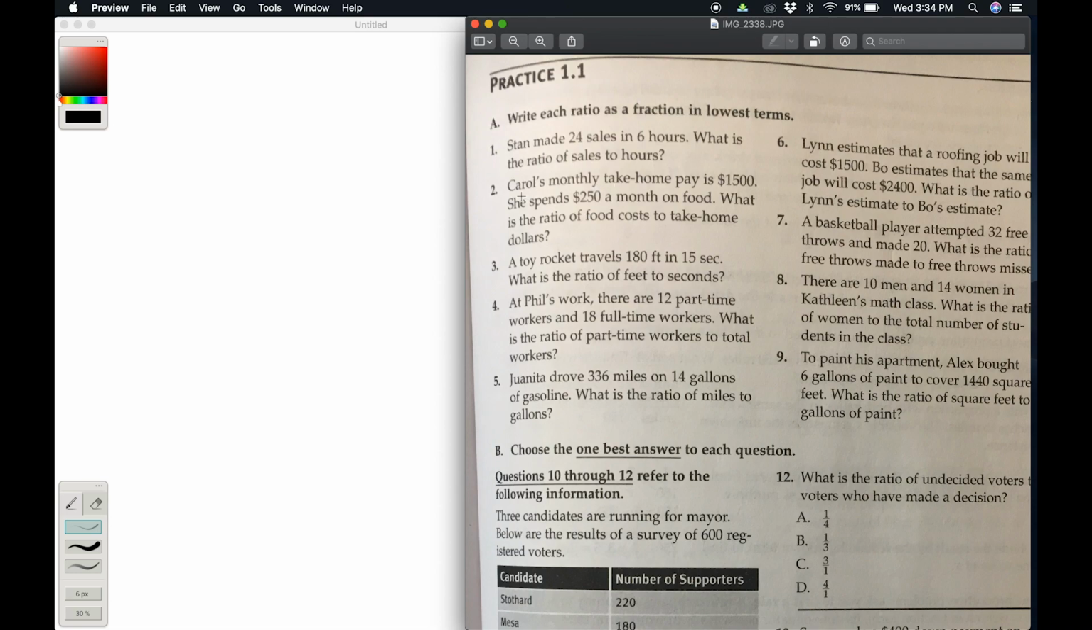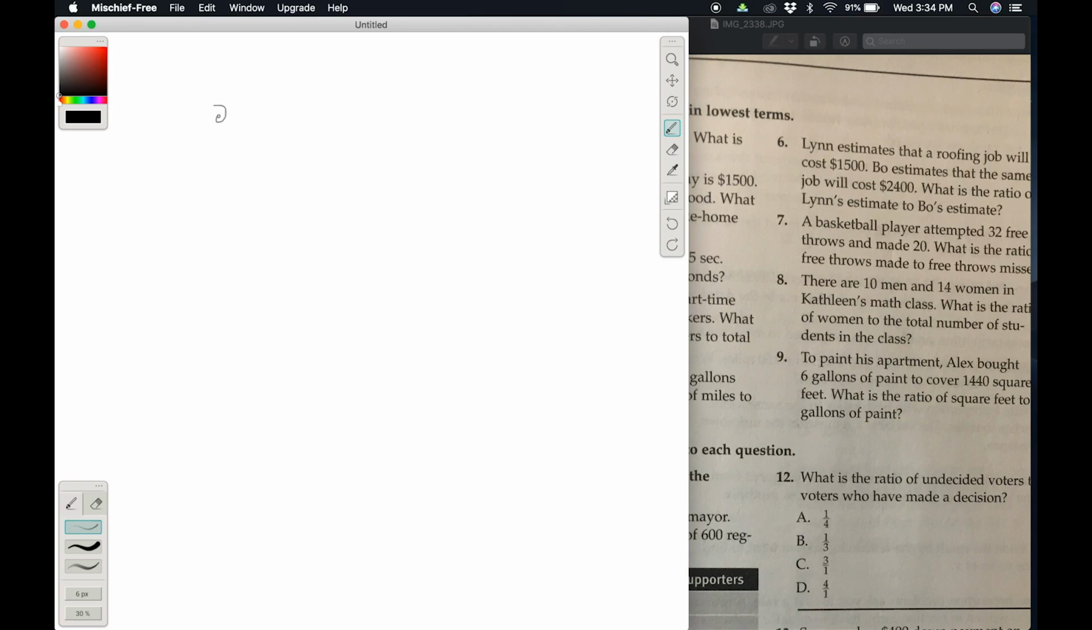Carol's monthly take-home, this is number 2 by the way. Carol's monthly take-home pay is $1,500. She spends $250 a month on food. What is the ratio of food costs to take-home dollars? So even though 1,500 is written first, since the question asks for the ratio of food costs to take-home dollars, food costs comes first, so we would write 250 over the take-home dollars.